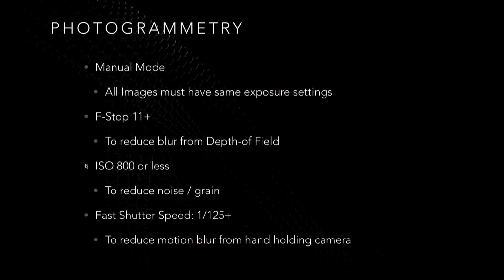Then in regards to the ISO, 800 or less, because the ISO is the sensitivity of your film or of your CCD on your camera, how sensitive it is to light. But if you put your ISO too high, 1600, 3200, 6400, you start to get noise. And you don't really want noise because you're going to be projecting these images onto your model to create the textures, and you don't want them to be noisy. So with my camera, at ISO 800, the noise isn't really noticeable, and so I feel like I can go that high.